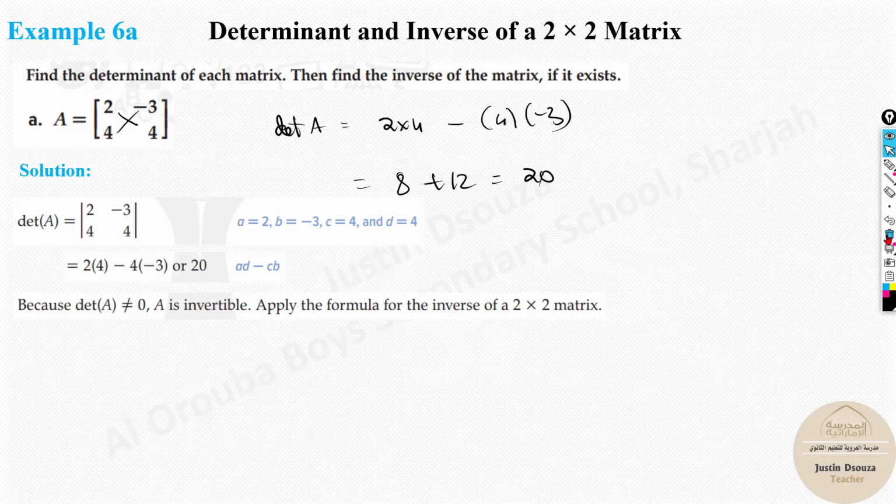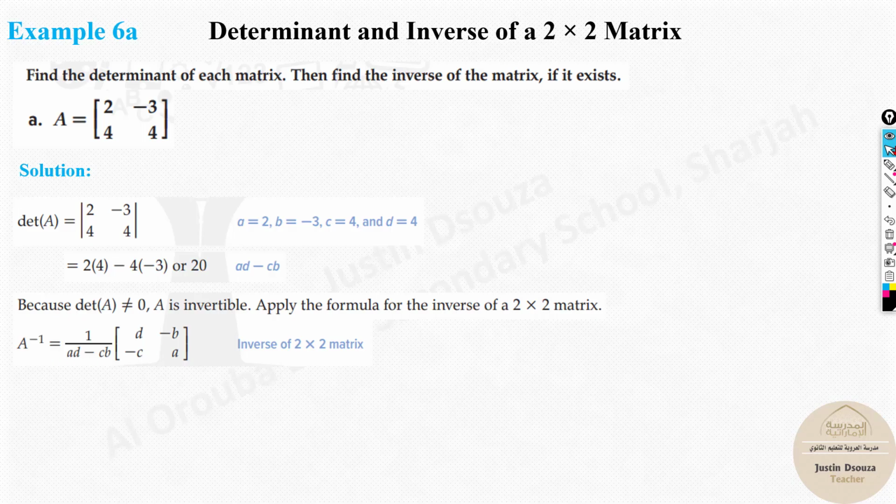Now, what is the inverse? You must remember this formula now. This formula is very important. What is the first part? This is divided by the determinant. You don't need to solve it again and again. Just write 1 by, what was the determinant? It was 20.